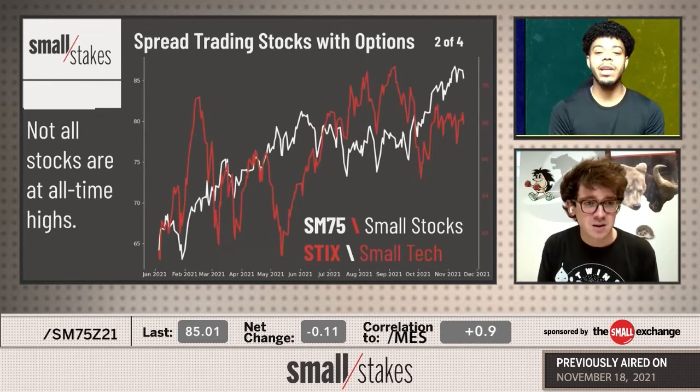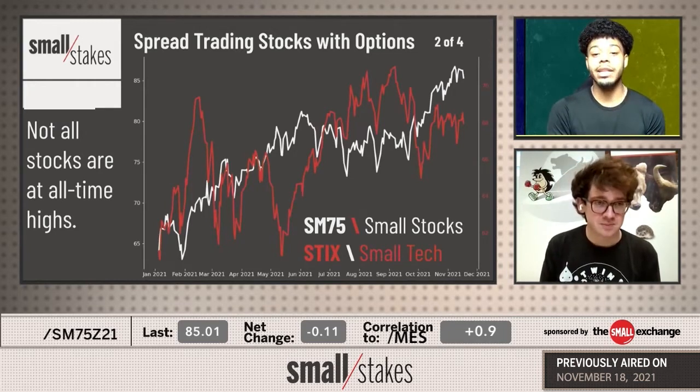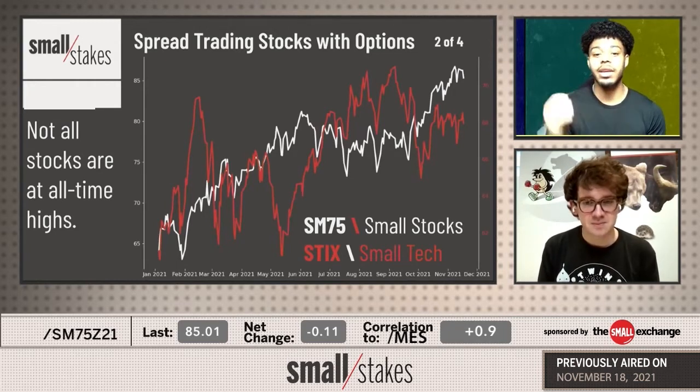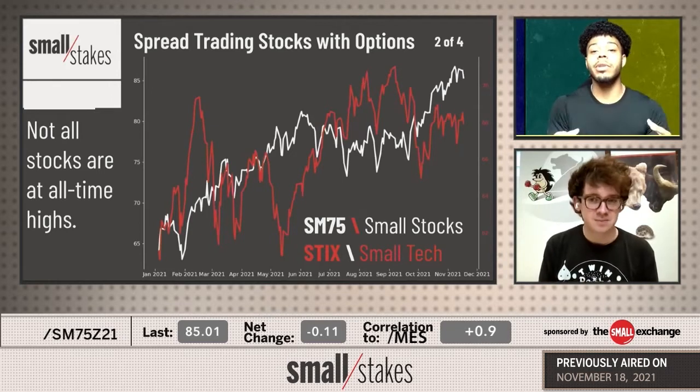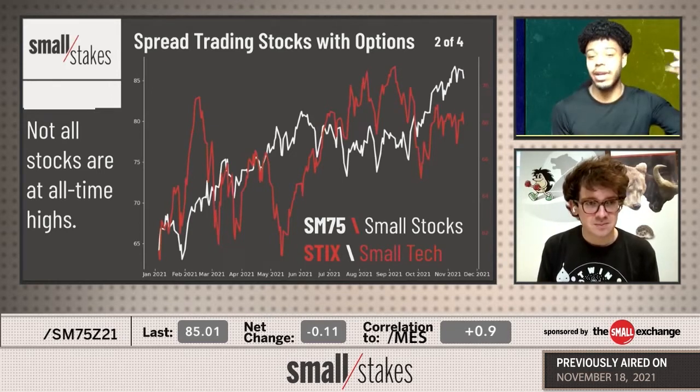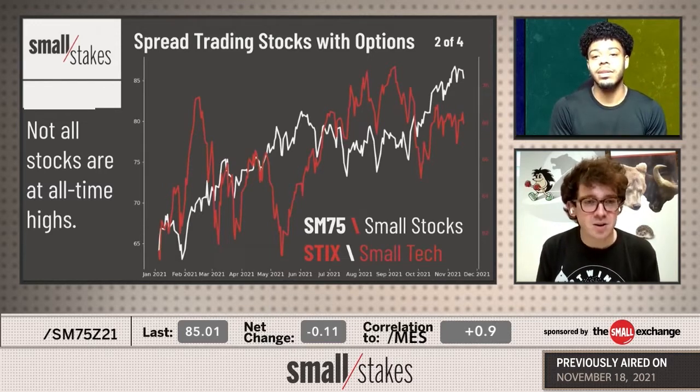Okay. And now my question is, is there more opportunity when, let's say around May 2021, we can see small tech had a pretty large down move. Is there more opportunity when they are further apart from each other? So that's the way the thinking goes with spread trading.